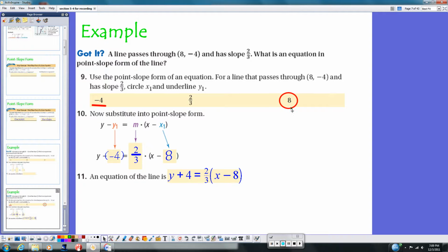So circling 8 is our x1, negative 4 is our y1, and substituting in the negative 4 for y1, the 2/3 for slope, the 8 for x1. So we circled 8 and we underlined negative 4 for our x1 and our y1. Now we substitute into the formula. The negative 4 in for y1, the 2/3 in for m, and the 8 for x1. Again, we don't usually have minus and negative, so we change that to y plus 4 equals 2/3 times the quantity x minus 8.